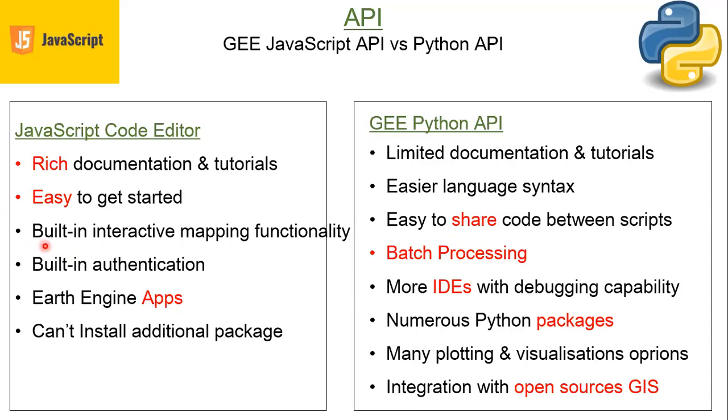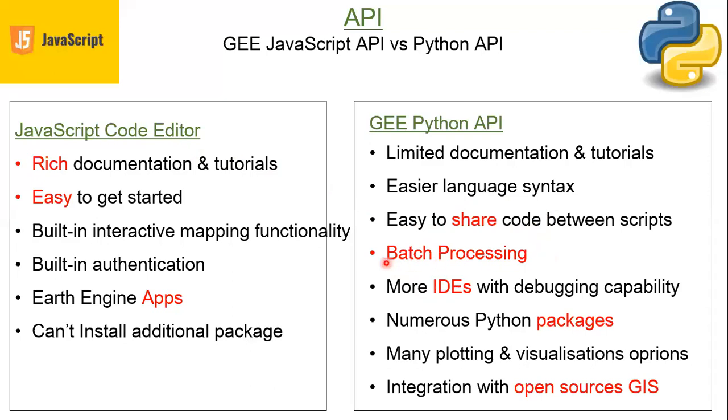JavaScript has built-in interactive mapping functionality, which Python doesn't have. It has built-in authentication. You can create Earth Engine apps, but the disadvantage is that you cannot install any additional package. When it comes to Python, as I already told you, it has easier language syntax. It is easy to share code between scripts. If you want to share your code, you can easily do that. This advantage is also available in JavaScript.